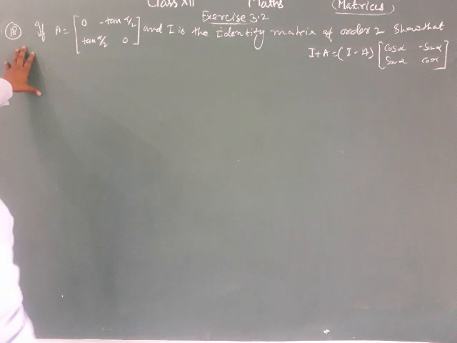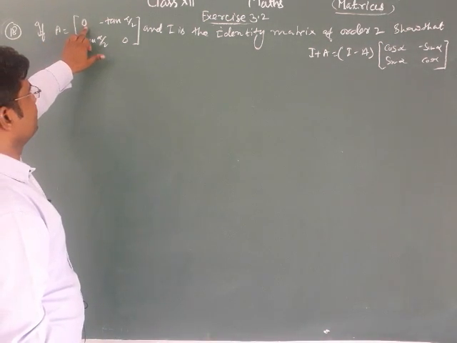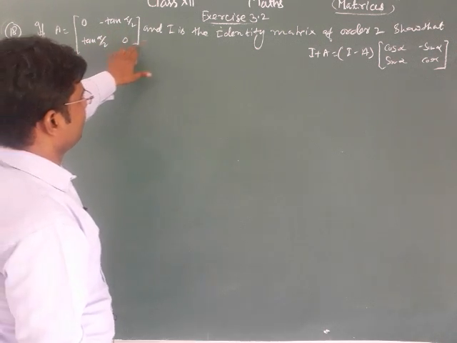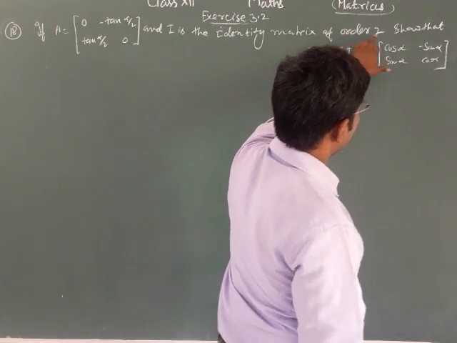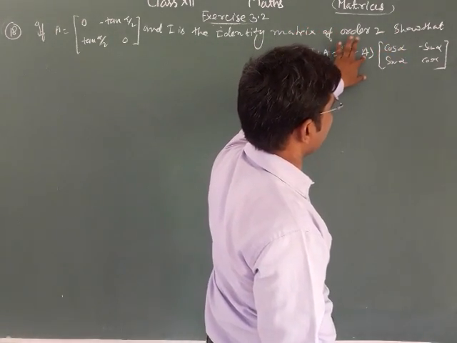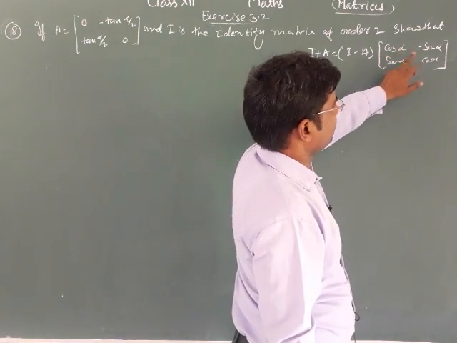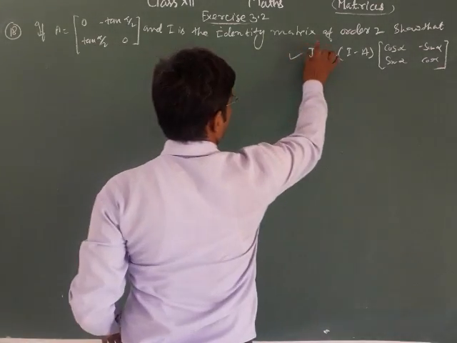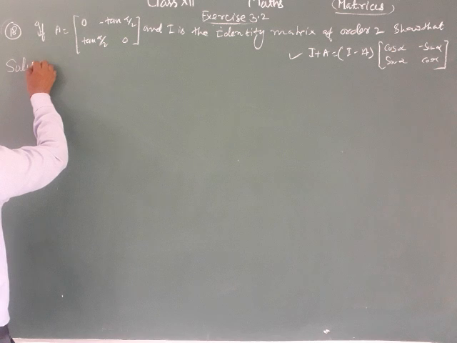Question number 18. If A is equal to the given matrix with elements 0, minus tan alpha by 2, tan alpha by 2, 0, and I is the identity matrix of order 2 by 2, show that I plus A is equal to I minus A times cos alpha, minus sin alpha, sin alpha, cos alpha. So that is the solution of this question.